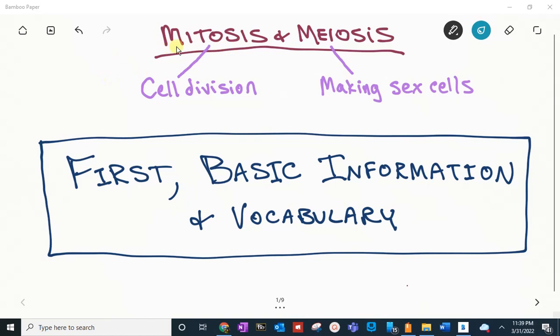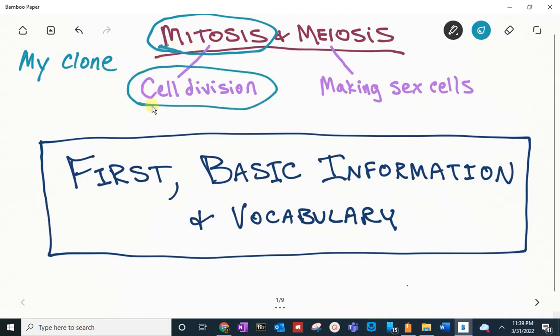So first, mitosis. If you think of my clone, mitosis, my clone, that's going to be your cell division. That's when you take one cell and it divides into two identical cells. So they're cloning each other. So my clone, mitosis. And then meiosis, or some people say meiosis.